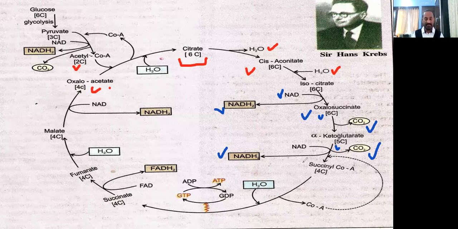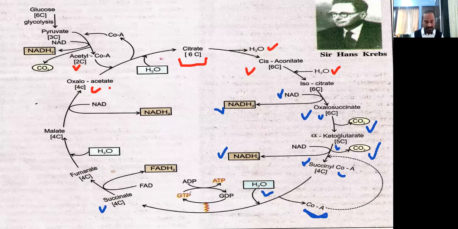Now that 4 carbon moiety is called the succinyl moiety. This succinyl moiety once again combines with coenzyme A and there is formation of succinyl CoA. Now this succinyl CoA undergoes hydrolysis, addition of water, and as a result succinyl CoA is converted to succinic acid.